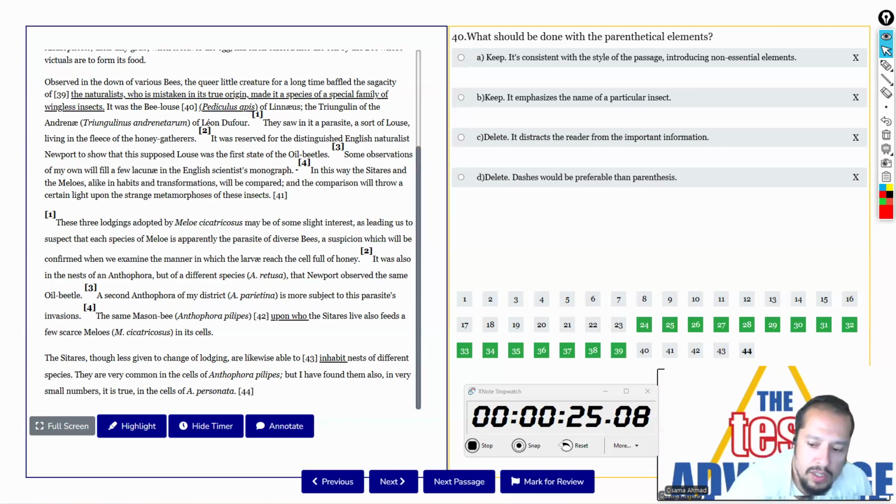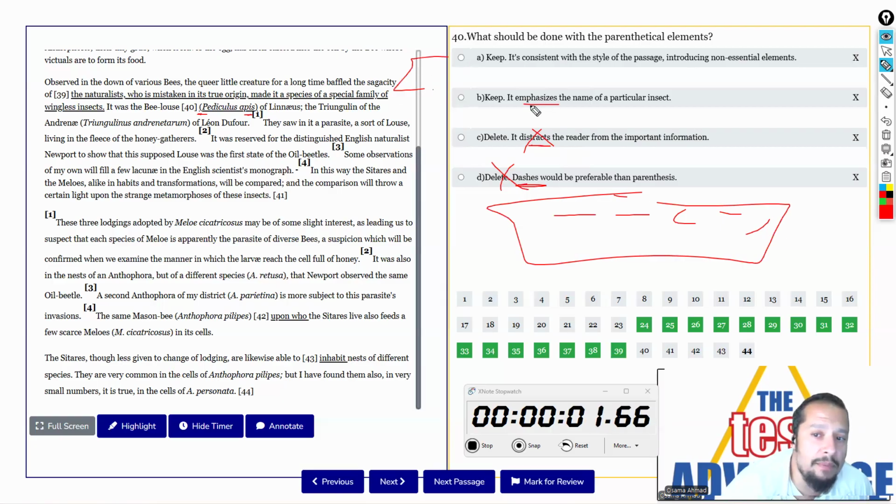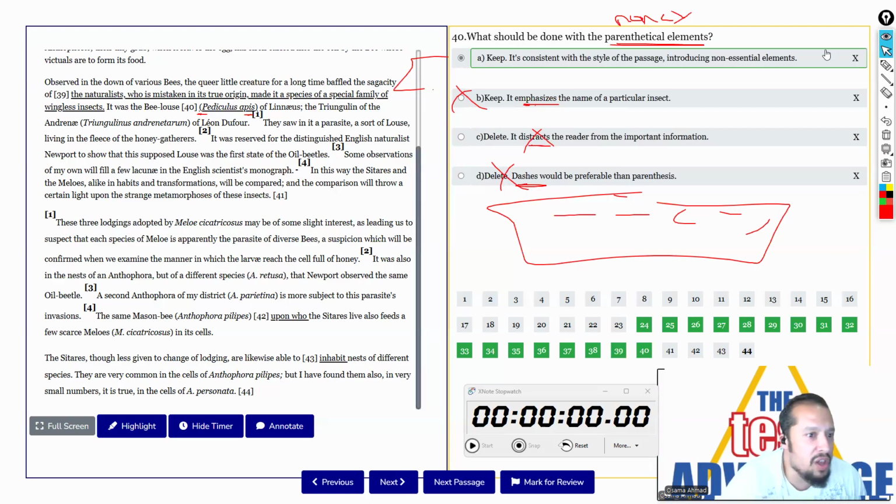All right, let me hit you guys up here. This is the last question we're going to be doing today, beautiful people. Look, what should be done with the parenthetical elements, right? Would you say distracts? Impossible. This is a parenthetical element, like a non-essential clause or double commas. Distracts, right? And dashes, no, because a dash holds a parenthetical element. They're classified as parenthetical elements. So it doesn't emphasize, because a parenthetical element is non-essential. Non-essential clauses do not emphasize, right? Answer A. It's consistent with the style of introducing non-essential clauses, right?